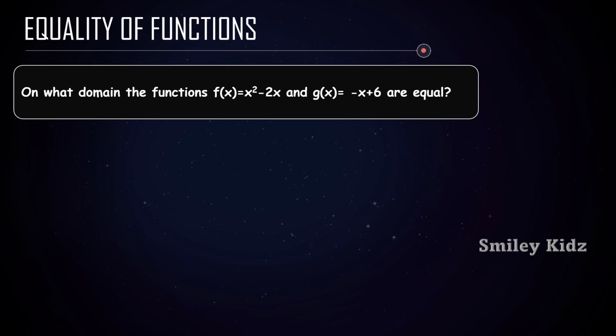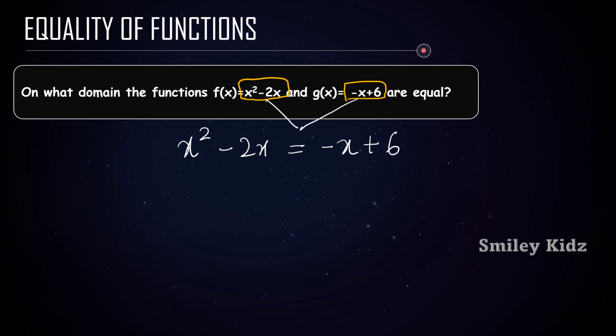Let us have a quick question on the screen. Here it says on what domain the functions f of x equals x squared minus 2x and g of x equals minus x plus 6 are equal. Now the question has already given us a clue that these two functions are equal. So let's equate them in the first case. x squared minus 2x is equal to minus x plus 6.